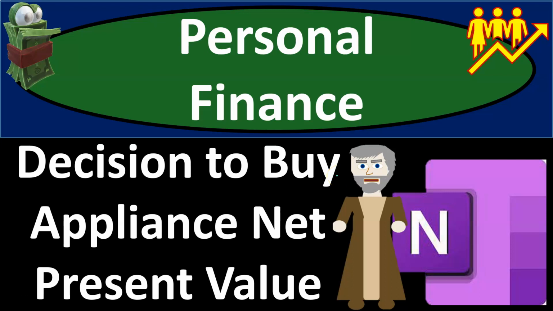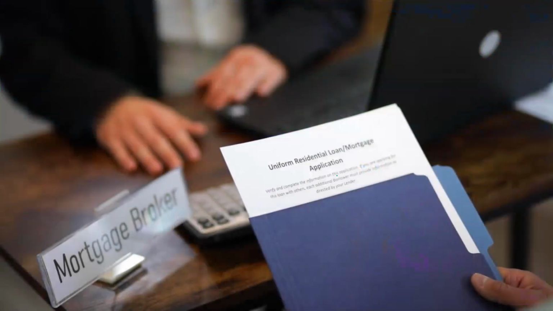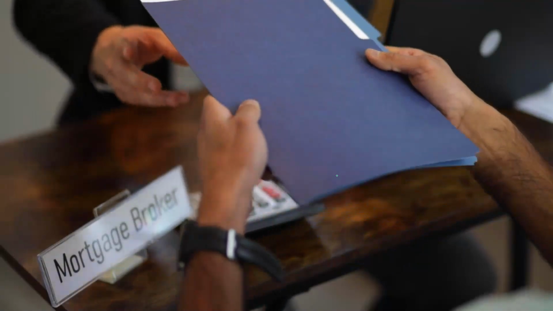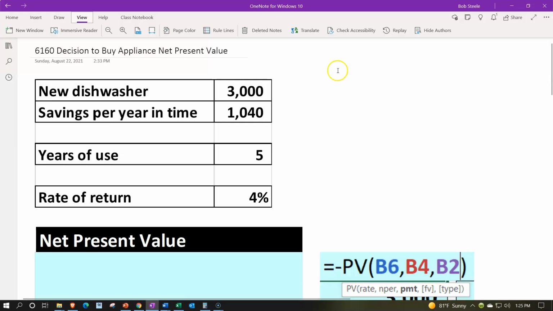Personal finance practice problem using OneNote. Decision to buy appliance, a net present value type calculation. Prepare to get financially fit by practicing personal finance. Here we are in OneNote.